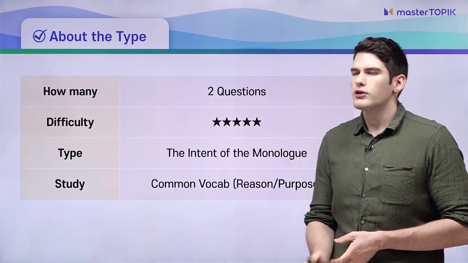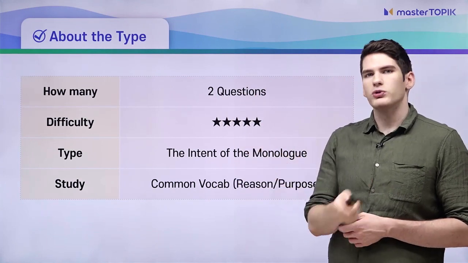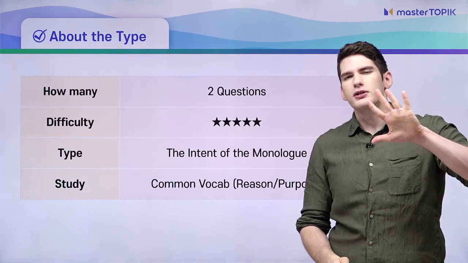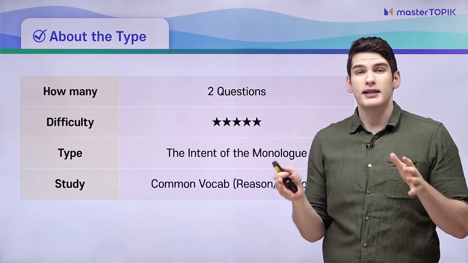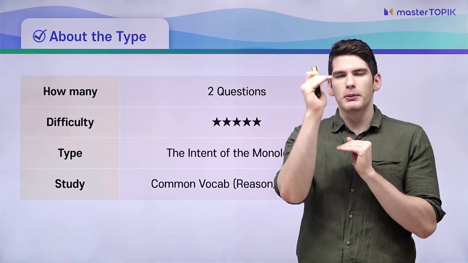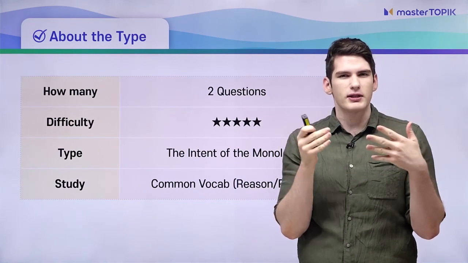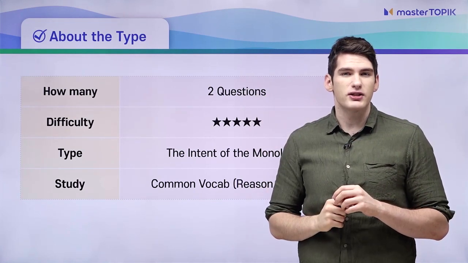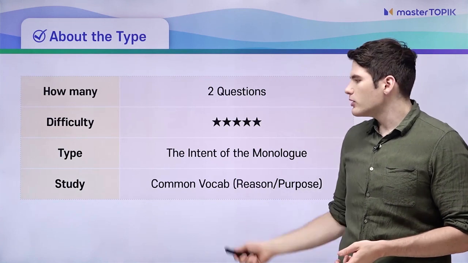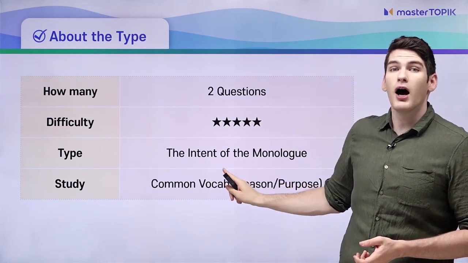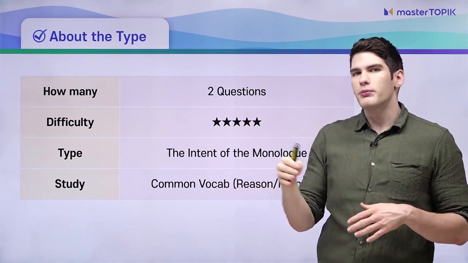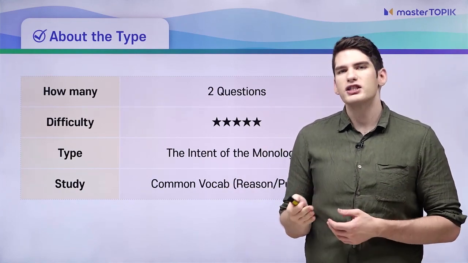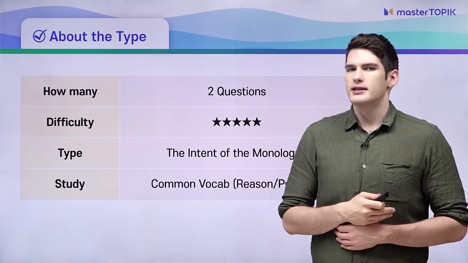So what are we doing here? Well, there are two questions, but like I said, we're only focusing on one of them today. And the difficulty is 5 stars out of 5, right? So like I said, it's one monologue. From the beginning to the end, you really have to focus and you got to know what to listen for so that you can answer the questions correctly, okay? And so what are we looking for? The intent of the monologue. Why is the woman talking? It's usually going to be a woman speaking here. So why is she talking? What is she trying to say here, right?